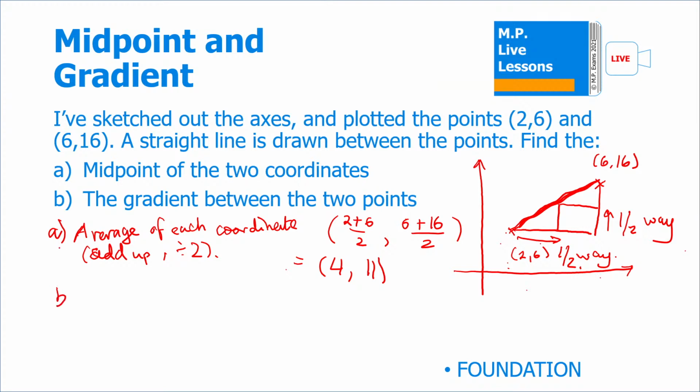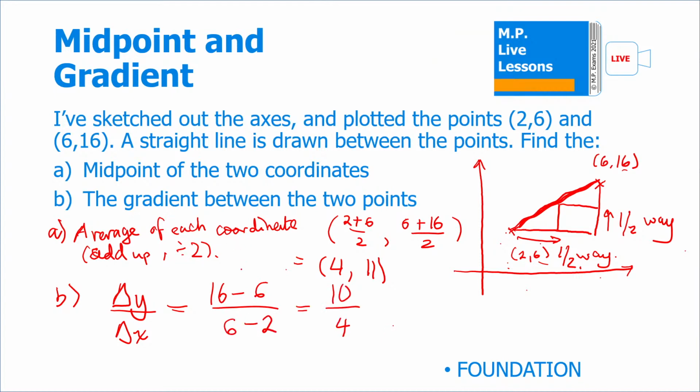And part B, to find the gradient, as you heard from earlier, it's the change in y divided by the change in x. So we'll do the second point, take the first point. That's 16 minus 6 divided by 6 minus 2. This gets 10 divided by 4, which is a gradient of 2.5.